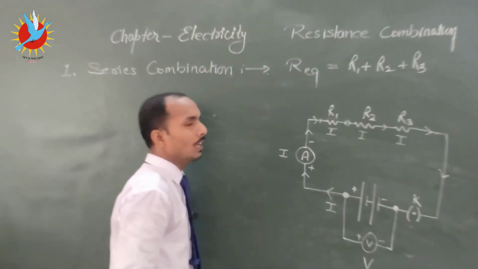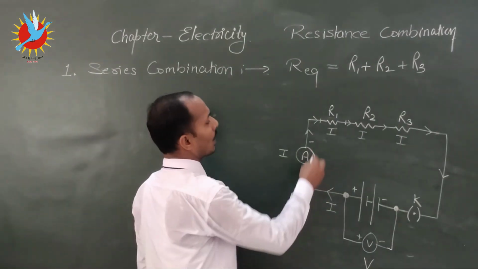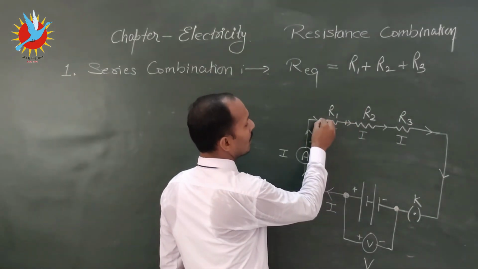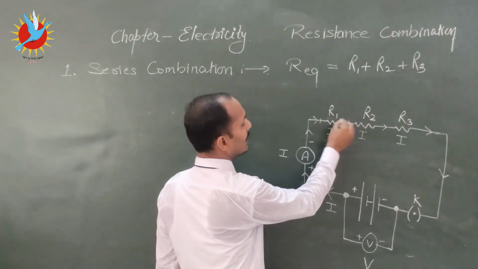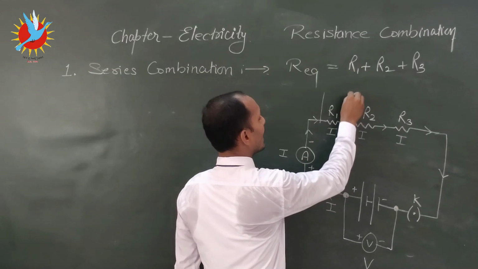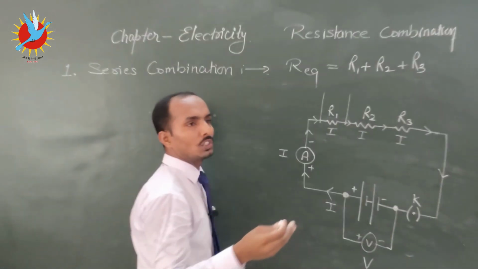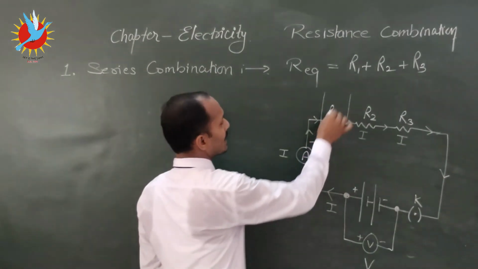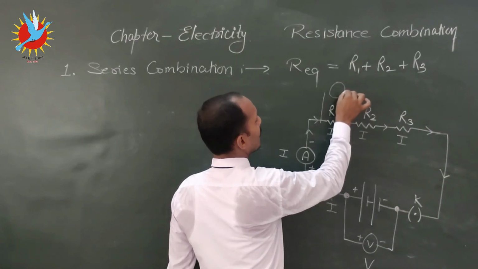Now the question is what is the potential across each resistor? Suppose these are the 2 points. We know how we calculate the potential difference: the potential difference is measured by a voltmeter.